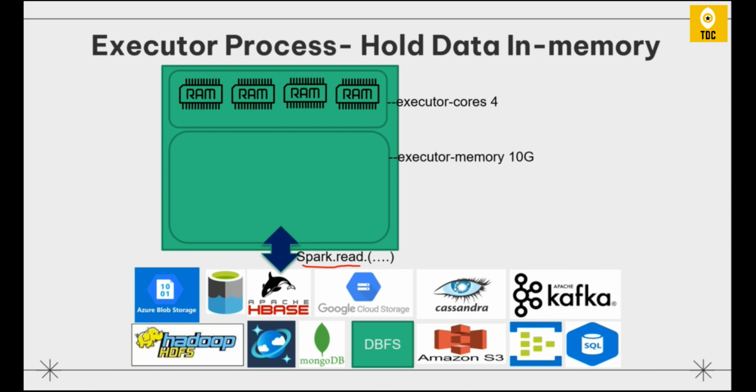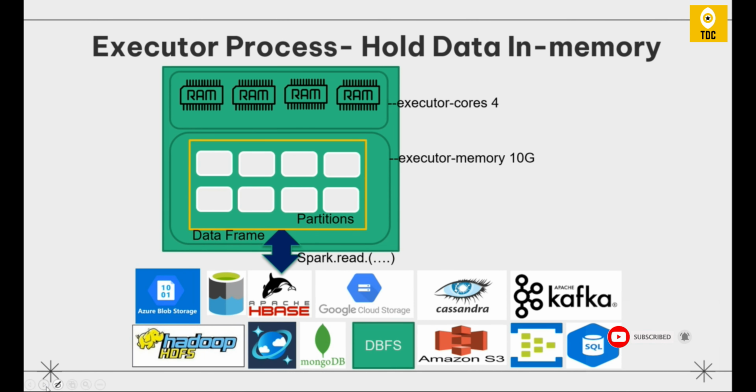So once the data is read, what happens? The data frame is created. But physically, the data is not stored in one location. It's actually partitioned into multiple chunks and stored physically in different locations. So what we're calling a partition is a physical chunk of the data, divided into multiple partitions and physically stored in different nodes.